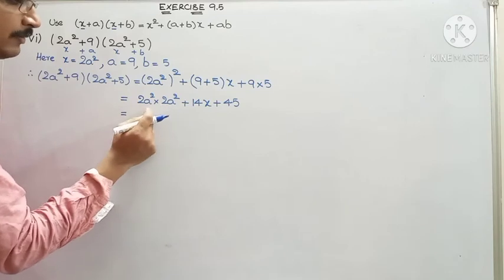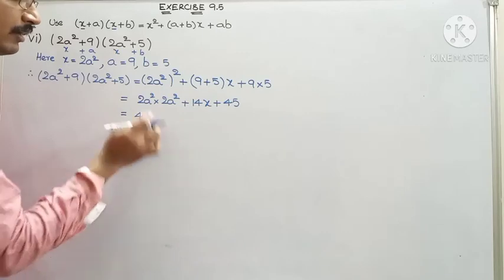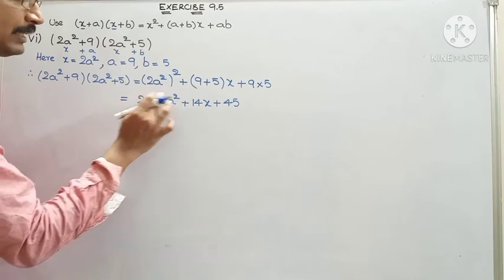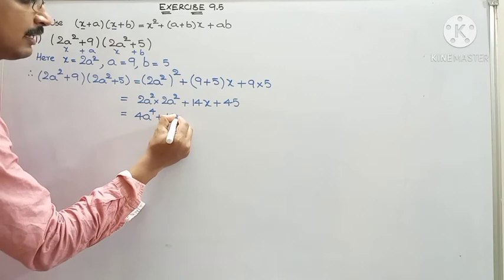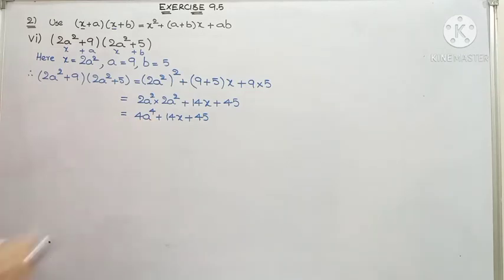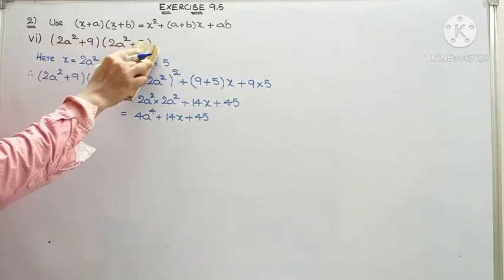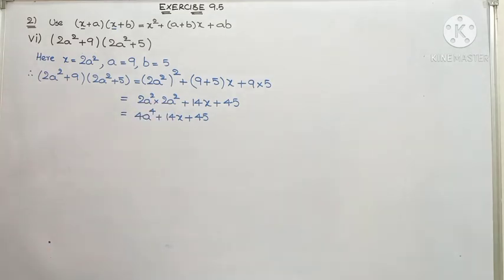Look. 2a² multiplied by 2a². 2 2s are 4. a² multiplied by a². a^m multiplied by a^n is a^(m+n). So 4a⁴ + 14x + 45. I hope you are quite familiar and confident with this kind of multiplication. So now I'm moving to the 7th one of this exercise, children.